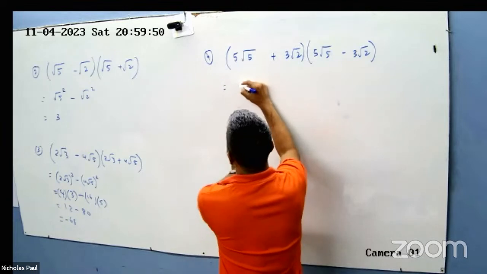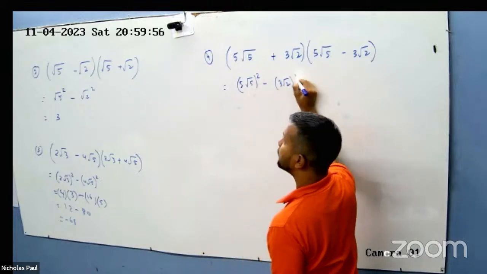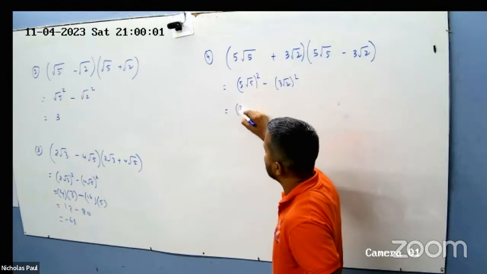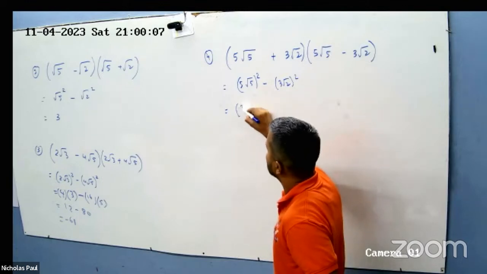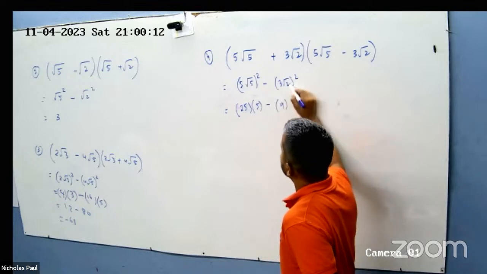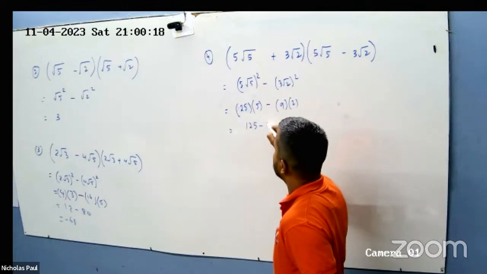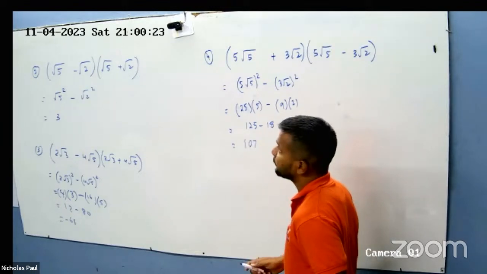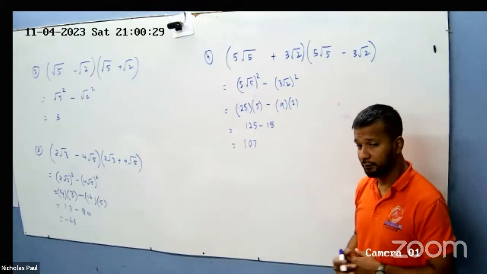So that would be 5 root 5 squared minus 3 root 2 squared. 5 squared, that's 25. So that's 25 by 5, minus 3 squared is 9, root 2 squared is 2. So that's 125 minus 18. So that's 107. All right, that's okay?